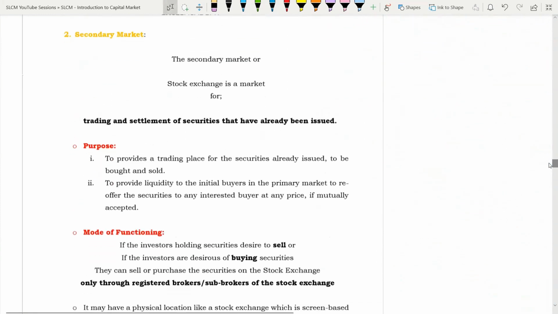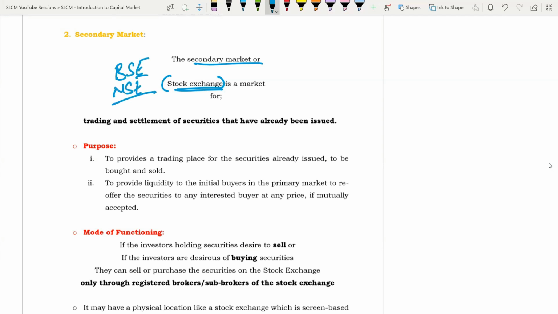Going to the theoretical aspect of the secondary market, the secondary market is also known as the stock exchange. Stock exchange, all of us know, is a place where we can buy and sell our securities. We have two main stock exchanges in the country on the main board, that is the Bombay Stock Exchange and the National Stock Exchange.